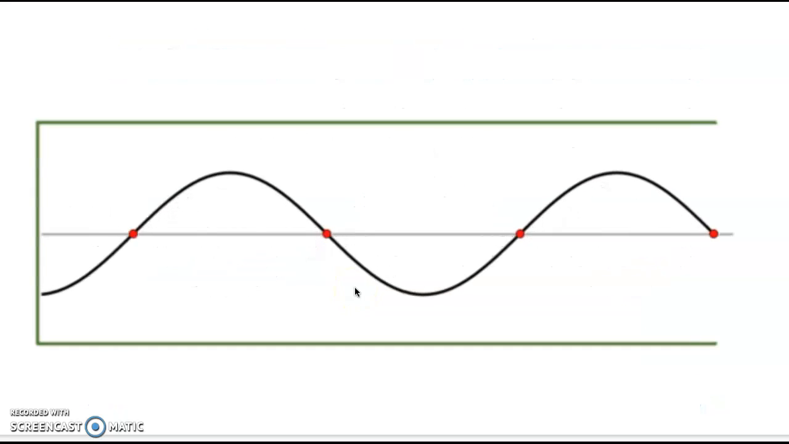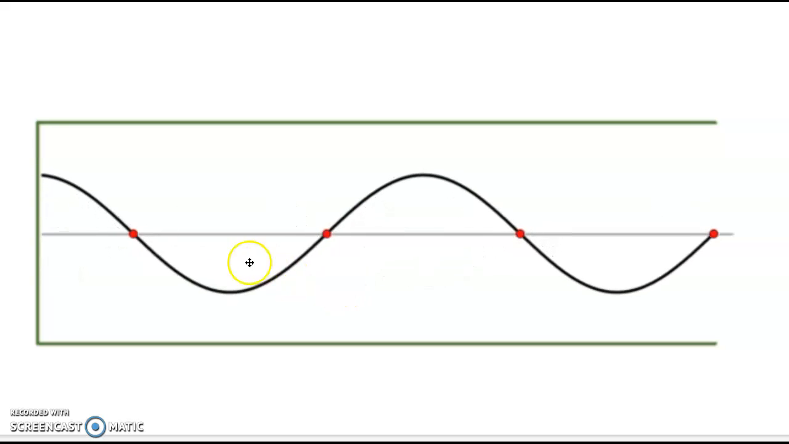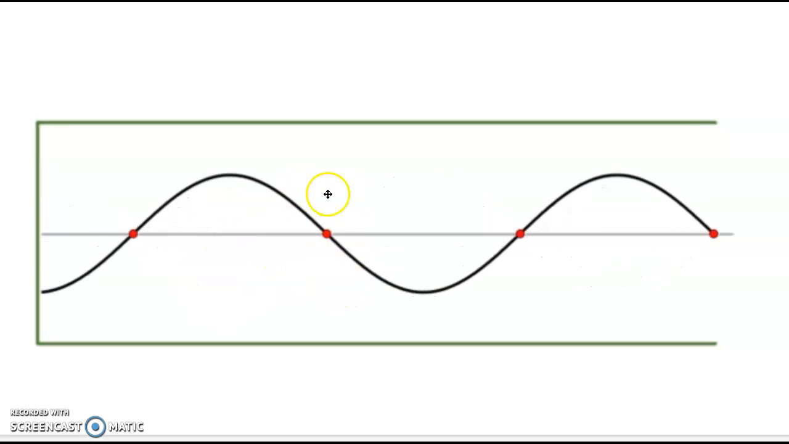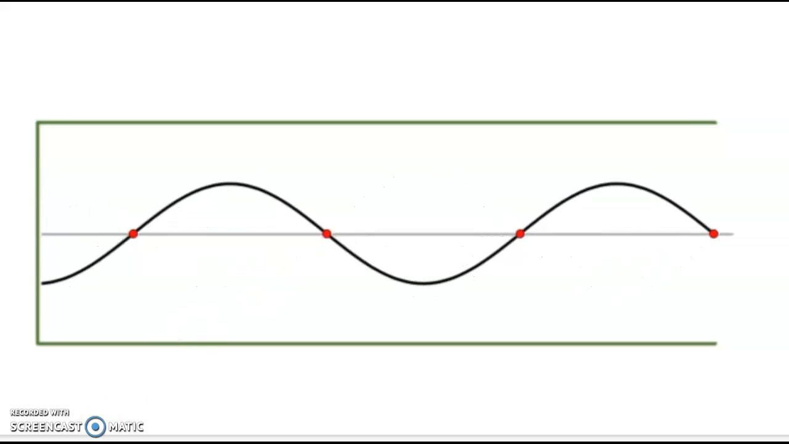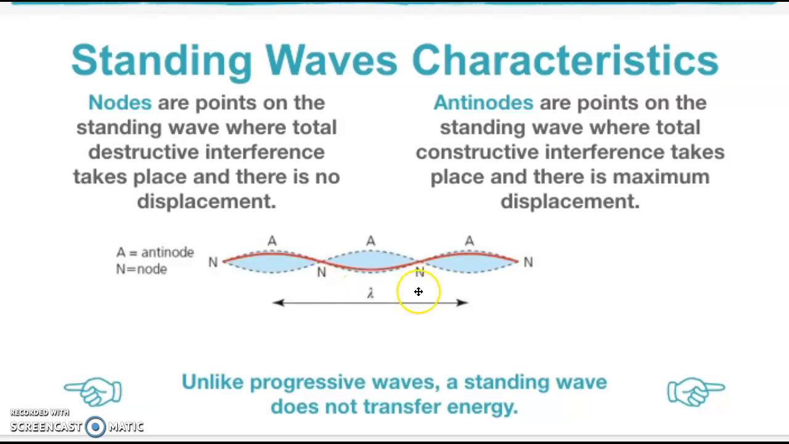So the consequence are these areas of huge constructive interference and destructive interference. So we end up with this standing wave pattern. So now let's highlight the main parts of this pattern. We have nodes, which are points where the total destructive interference causes there to be no displacement, and antinodes. Antinodes are points on the standing wave where total constructive interference takes place and there's maximum displacement.